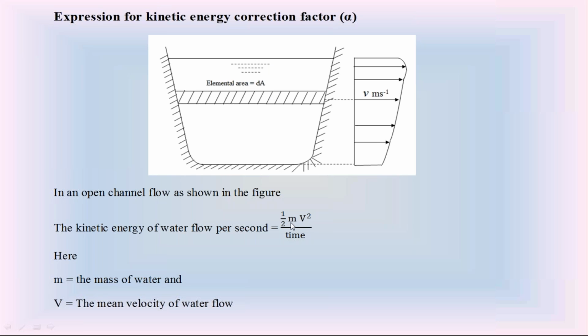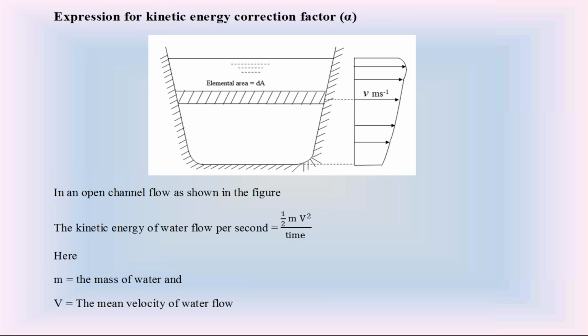M is the mass of moving water, and v is the mean velocity of moving water, not the actual velocity. The mean velocity is (v0.2 + v0.8) divided by 2. By using that mean velocity, we can calculate the kinetic energy of moving water, which is half mv square. Please check this: half mv square is the kinetic energy of moving water.